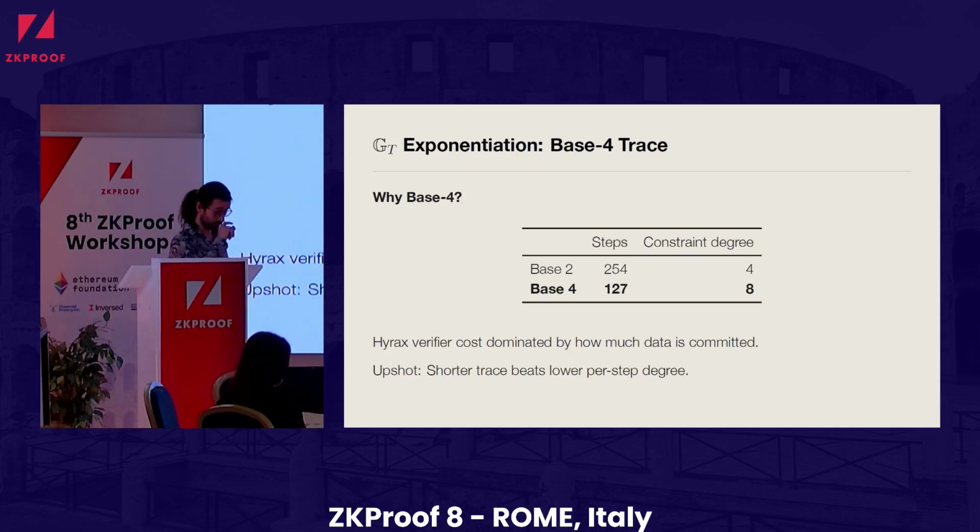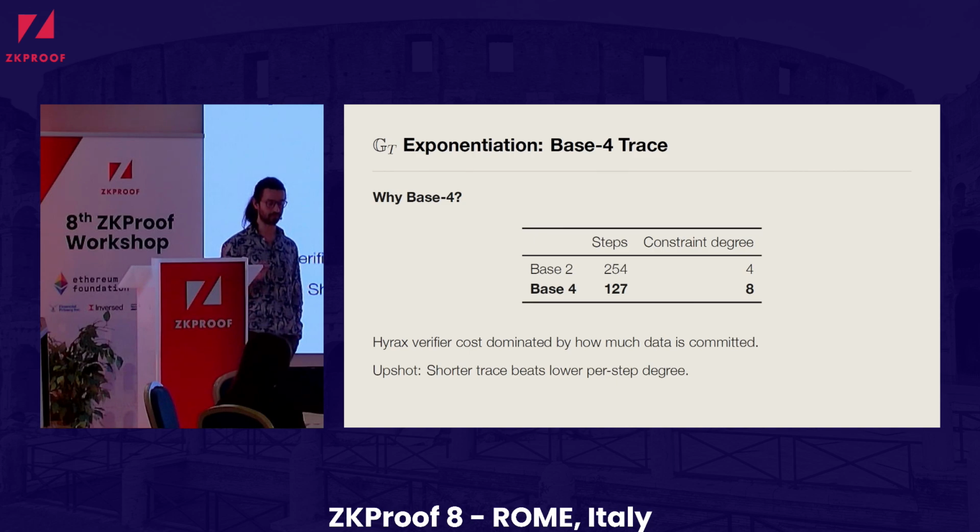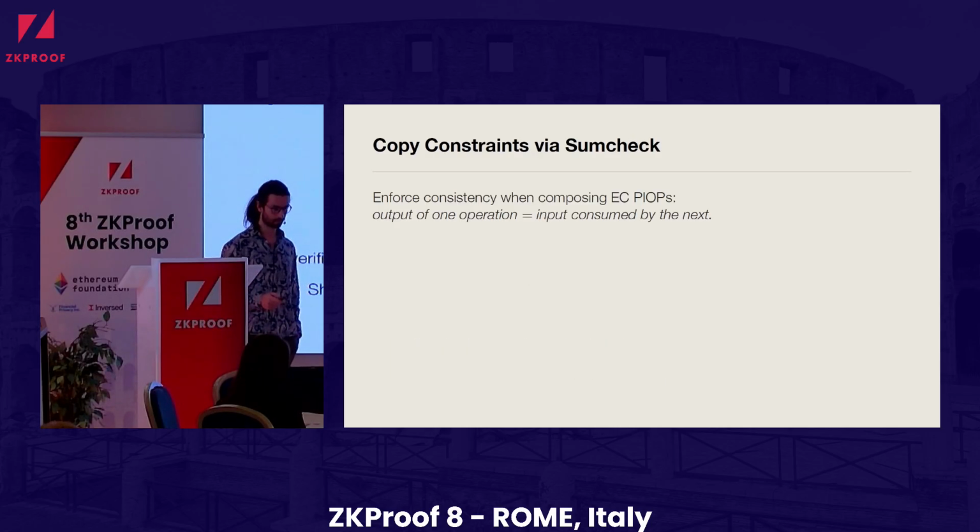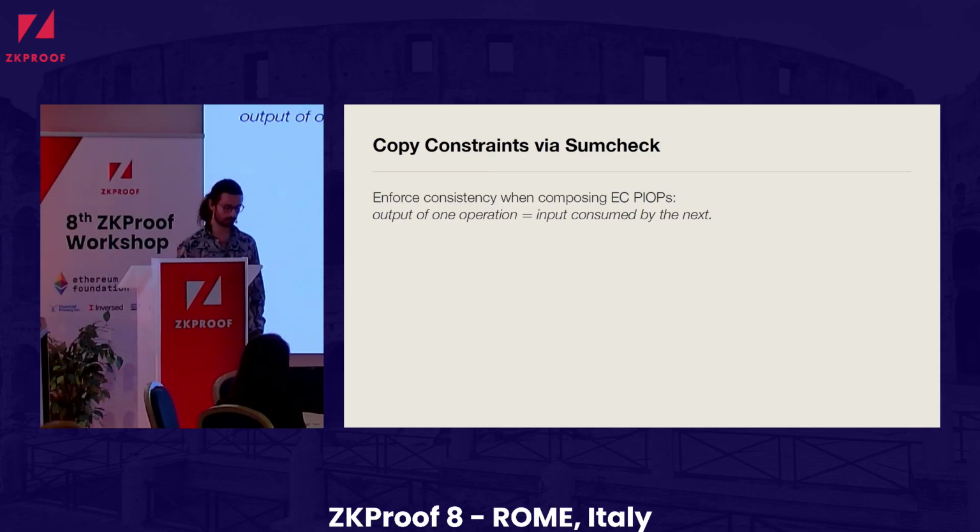And why base 4? Because we were saying that the verifier cost in Hyrax is dominated by how much data is committed, in particular square root of n. It shows here that a shorter trace beats the benefits that we get from some low degree constraint. So we have covered GT. We haven't covered G1 and G2, but you can imagine it's similar with different operations.